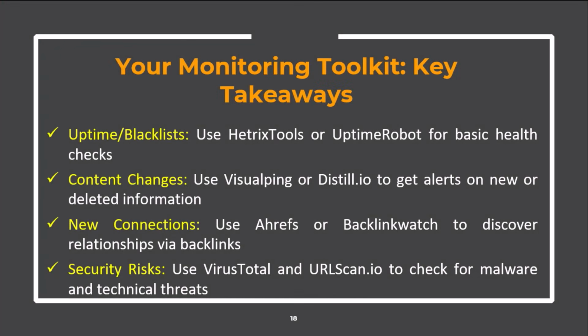Let's summarize your new monitoring toolkit into 4 key areas. For uptime and blacklist status, use Hetrix Tools or Uptime Robot. For tracking content changes, use Visual Ping or Distill.io. For discovering new connections, use Ahrefs to analyze backlinks. And for assessing security risks, use VirusTotal and urlscan.io. By setting up these monitors, you can turn a static investigation into a dynamic, real-time intelligence operation.